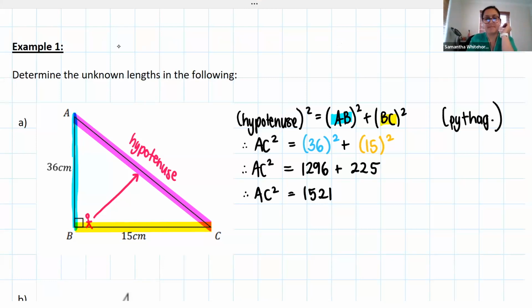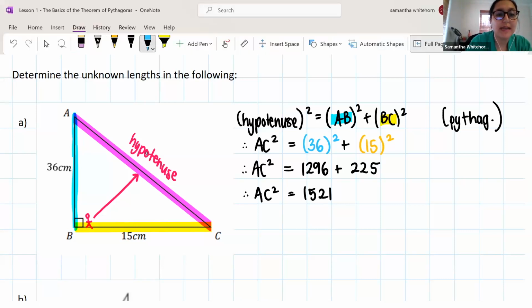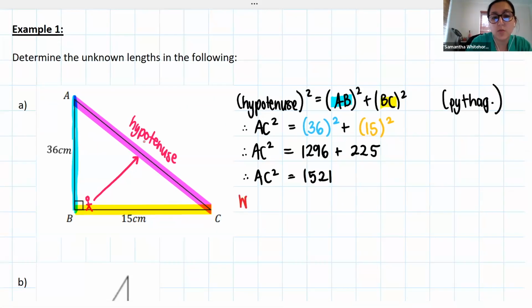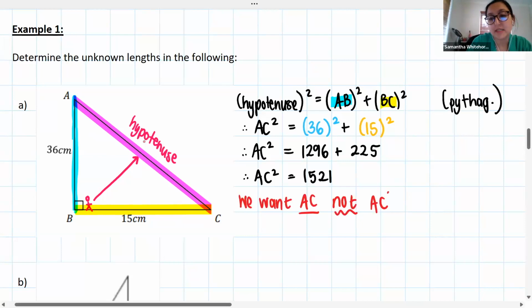Now, really importantly, grade 8s, you are not looking for AC squared. You are looking for AC. You're looking for the unknown length. So we want AC, not AC squared. And so what that means is we need to get rid of our square.